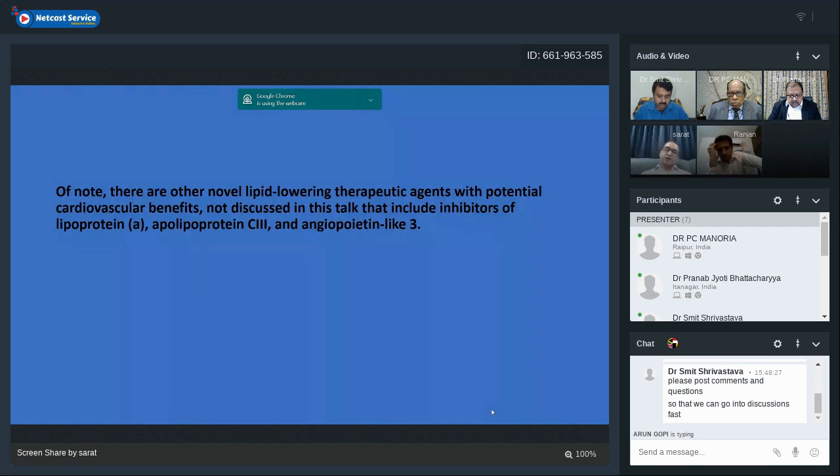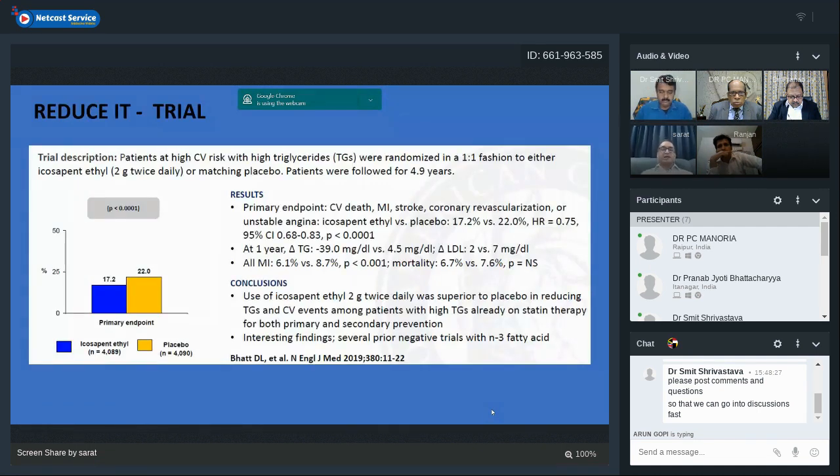So much research is being done in relation to reduction of LDL and in pursuit of the LDL hypothesis. And another trial, which is not exactly an LDL-reducing agent, but this also is beyond statins. This trial, again, is done by Dr. Deepak Bhatt, and you all have heard it, the REDUCE-IT trial.